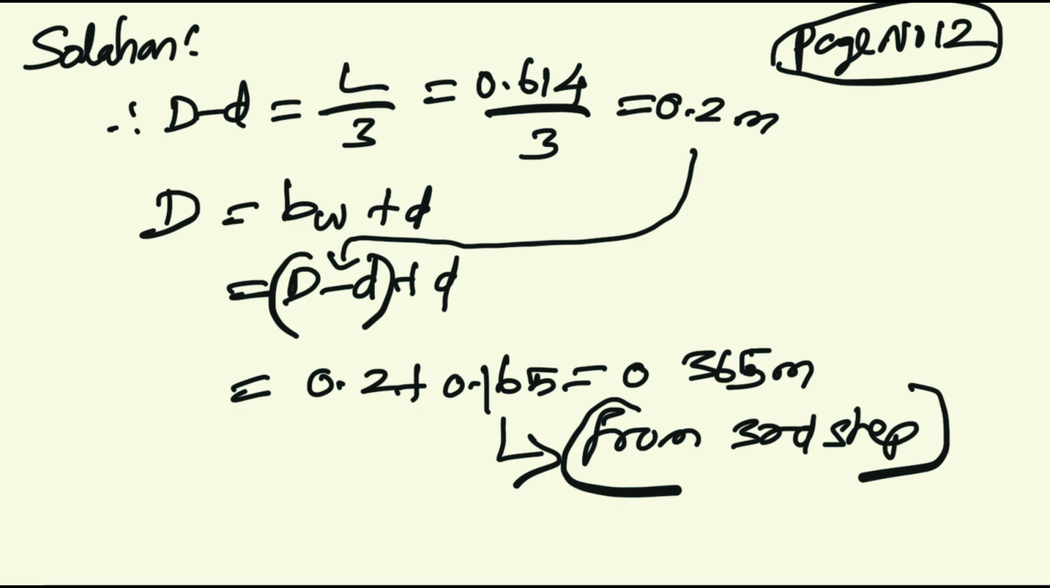Solution. Capital D minus small d is equal to L divided by 3, that is 0.2 meter. The D formula: W is D plus d, that is (D minus d) plus d. D minus d above we found as 0.2 meter. So put 0.2 plus 0.165, which is equal to 0.365 meter. That is the third step.